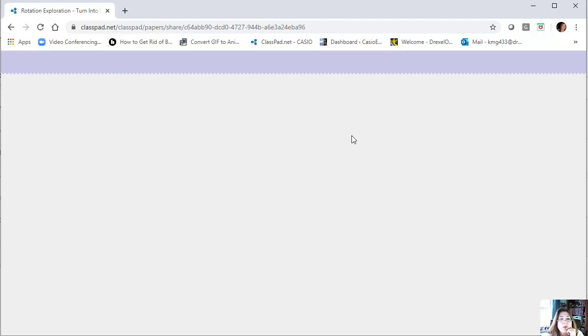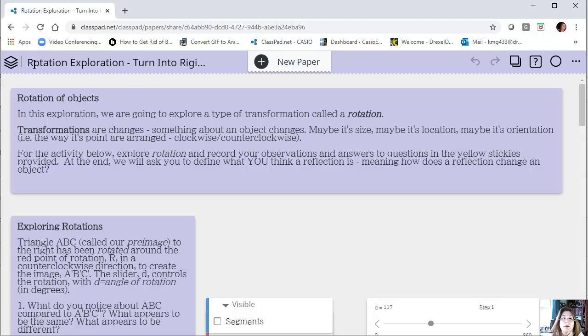But we're opening up the activity, and this one is on rotations. So at the beginning, there's a little bit of a description of what we're going to be exploring, which is rotations, and then a definition of what a transformation is. And we're now going to explore this specific type of transformation.